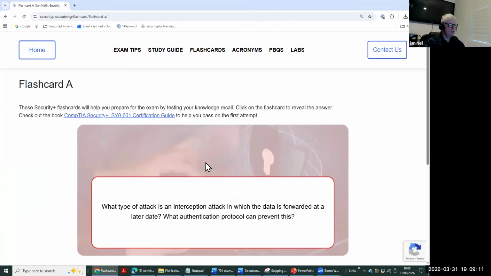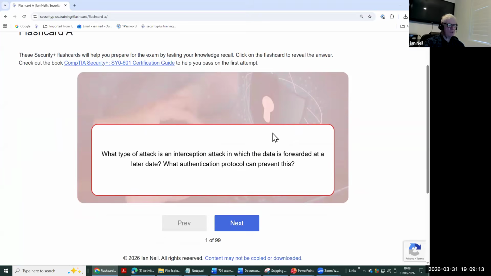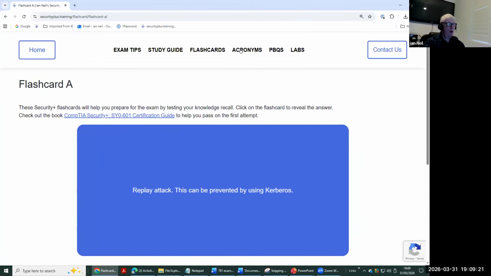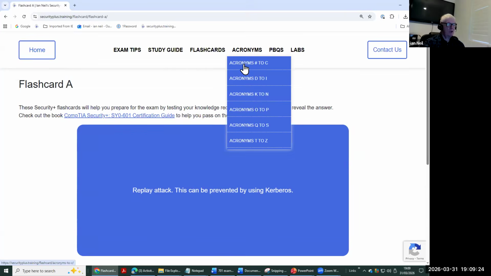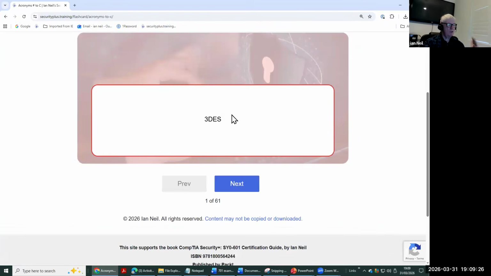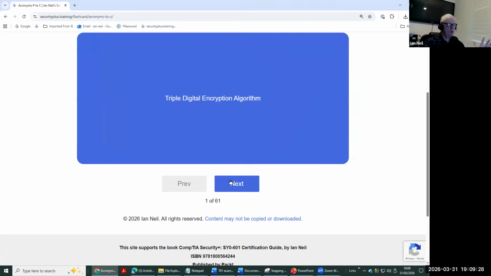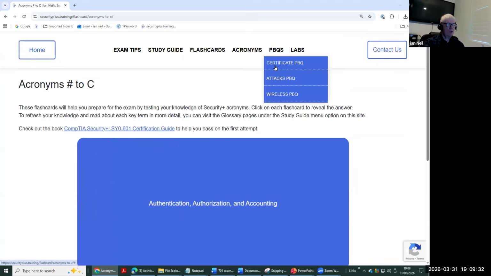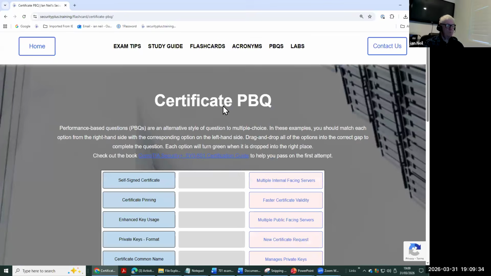There's also flashcards. What type of interception attack is one in which data is forwarded at a later stage? That would be replay, prevented by Kerberos. I've then got acronym flashcards. If you're still stuck with the acronyms, that's triple DES. Let's go to one that's AAA. It's inside there.